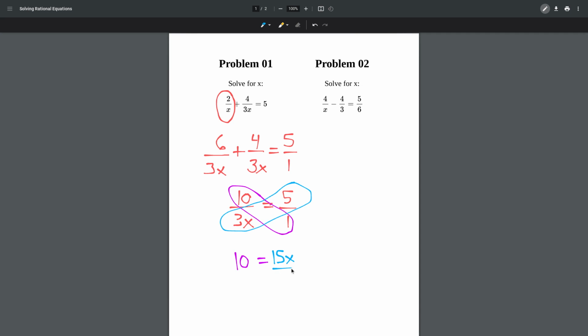And then we're going to divide both sides by 15. And the 15's here will cancel out. This reduces to 2/3. So 2/3 equals x in this particular case. So that's our first problem. Let's take a look at the second one.